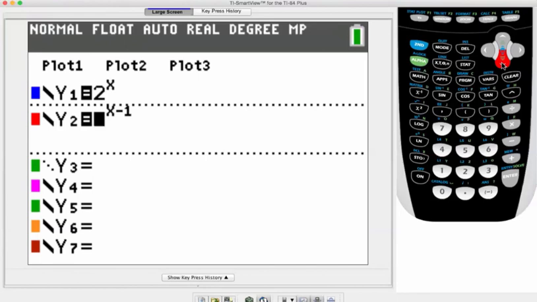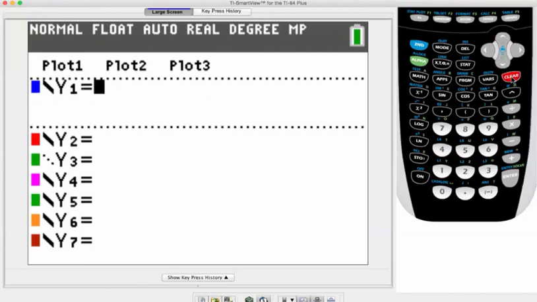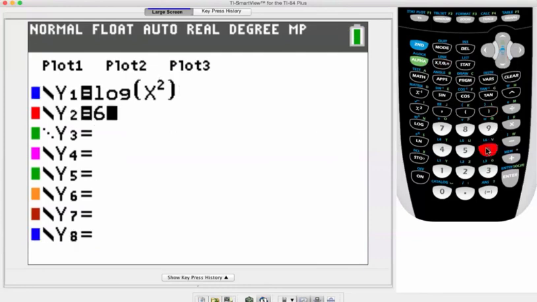The solution is for all values of x less than 2. So x can be a negative number. So negative 1 works, 0 works, 1 works, 1.99 works, negative 5 works. The solution is x is less than 2. All those numbers work. Last question. When is the common logarithm of x squared equal to the number 6? Go ahead and pause the video and see if you can find the solutions to that.